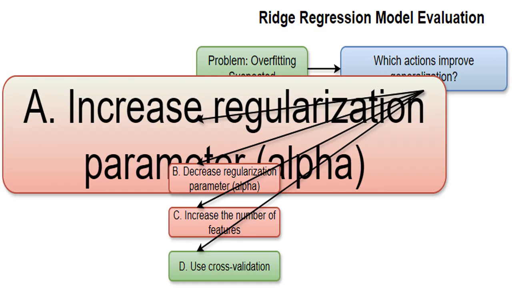I would not decrease alpha. Decreasing alpha reduces the penalty on large coefficients, which increases model complexity and increases the risk of overfitting. It's more likely to memorize the training data instead of learning general patterns.